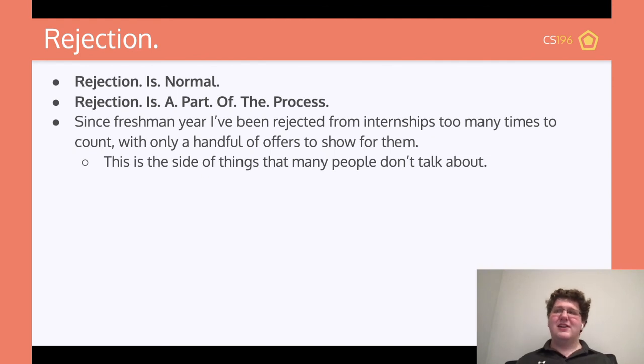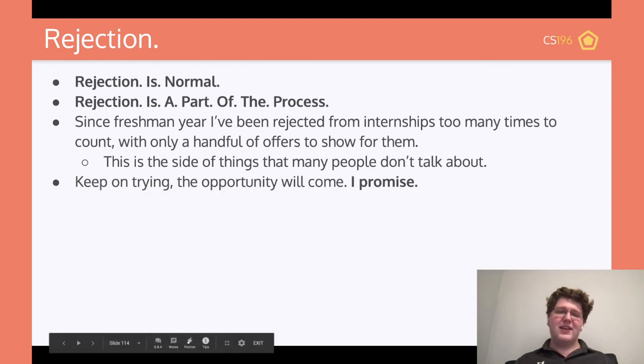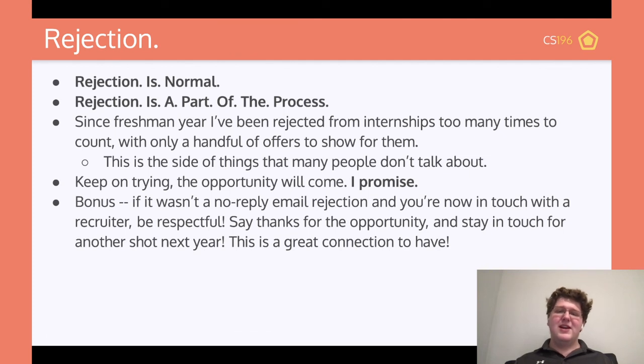So if you get rejected, don't worry. Be very gracious and move on. Keep on trying. One opportunity will come. The more opportunities you give, the better it will be. And if you get an email rejection, just be respectful and respond and say thank you for the opportunity, and stay in touch with that recruiter so that you have a better shot next time. Remember, the more memorable you are to a recruiter, the more likely you are to get an internship, or at the very least an interview the next time around.